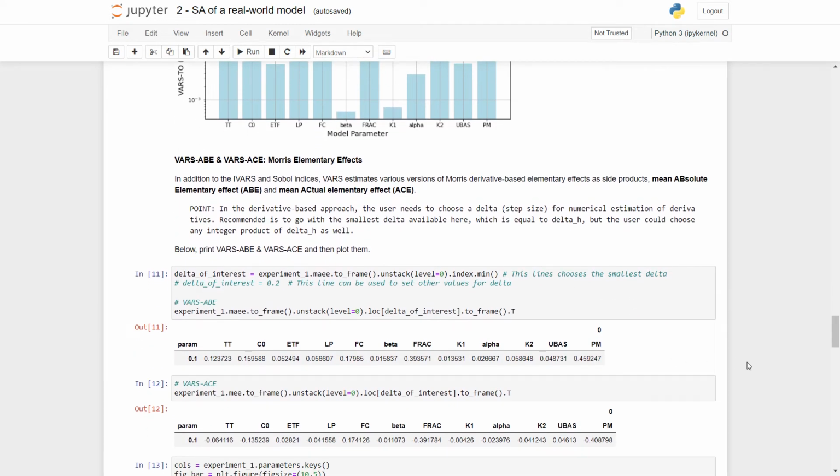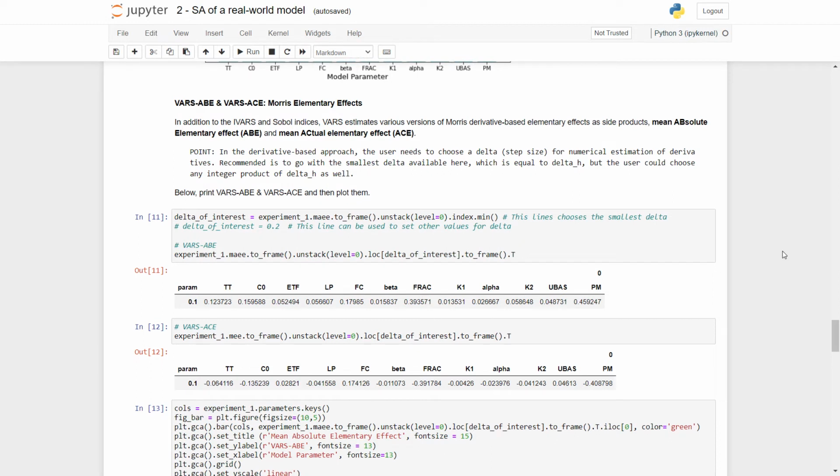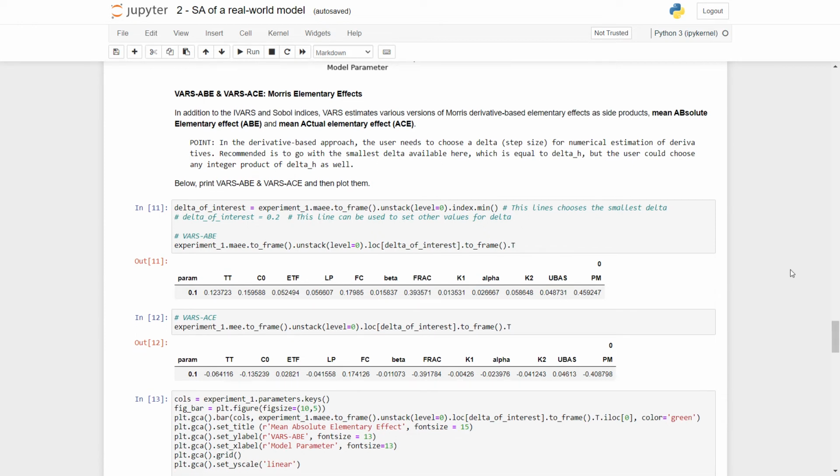In addition to IVARS and Sobol, VARS estimates various versions of Morris derivative-based elementary effects as side products. This includes the mean absolute elementary effect, or ABE, and mean actual elementary effect, ACE. In the derivative-based approach, the user needs to choose a delta for numerical estimation of derivatives. It is recommended to go with the smallest delta available here, which is equal to delta H, but the user could choose any integer product of delta H as well.